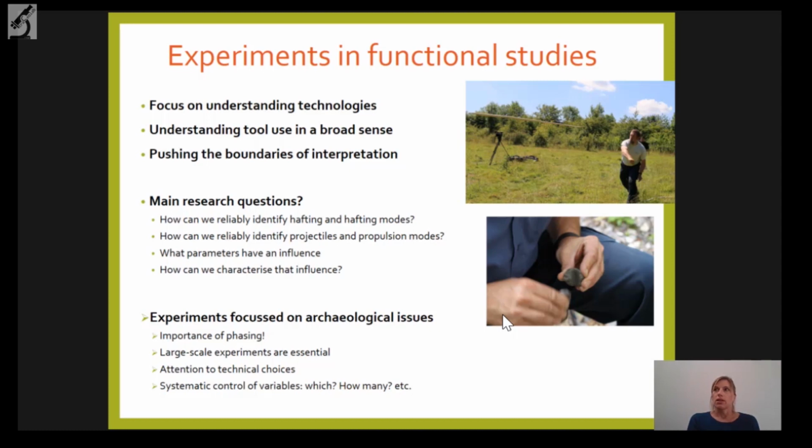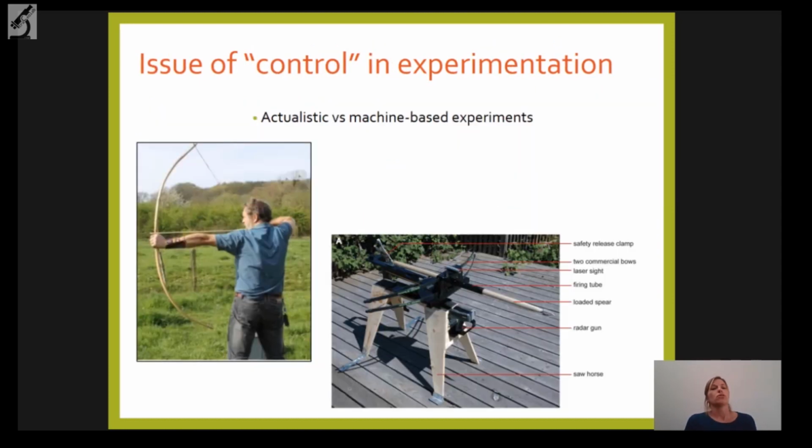It means that such experiments are often large-scale, as different phases are required in which different technical choices are opted for and evaluated in terms of the issue at stake. Again, this requires a systematic control of variables: which variables are important, how many, and what would be their influence. This brings us to the issue of control in experimentation, which is an important element.